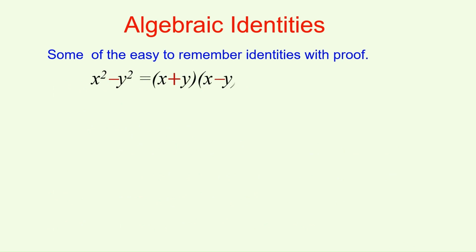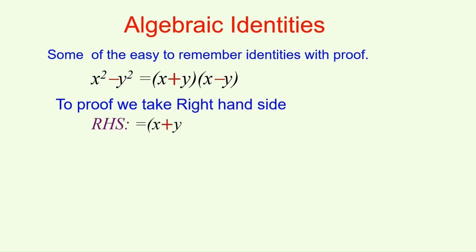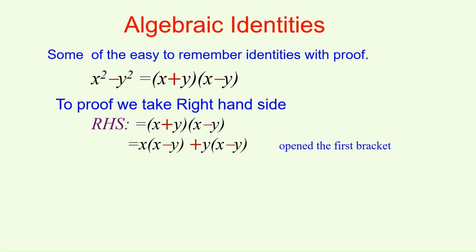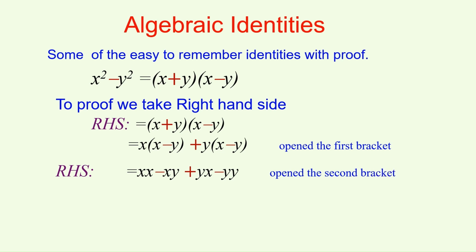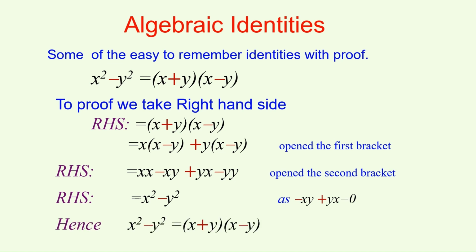X squared minus y squared is the same as x plus y multiplied by x minus y. To prove, take the right-hand side, x plus y into x minus y, equals x times x minus y plus y times x minus y after opening the first bracket. Equals x times x minus x times y plus y times x minus y times y after opening the second bracket. Hence x squared minus y squared is the same as x plus y multiplied by x minus y.